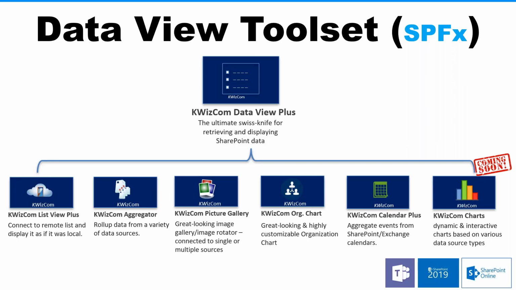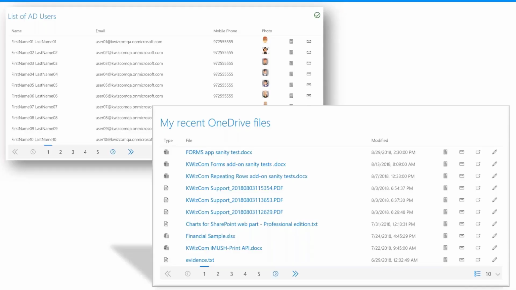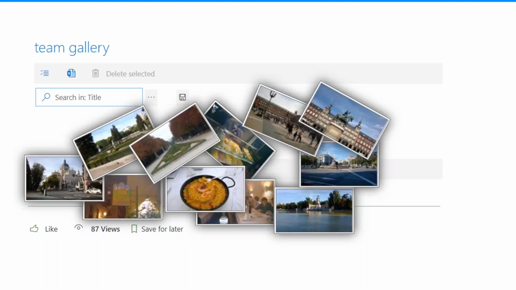Here are a few screen captures of how these tools look. What you're seeing here is the Quizcom org chart, and this will be the focus of our presentation today. And this is the Quizcom Aggregator, which can help you roll up data from a variety of data sources. Then we also have the Quizcom Calendar Plus, which helps you aggregate your events from SharePoint and Exchange calendars. And then the Team Gallery, which helps put multiple images together if you want to build a gallery kind of view within your SharePoint site.